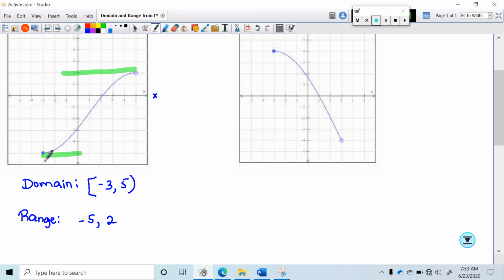At -5, that dot's colored in, so you use a bracket. At 2, that dot is not colored in, so you use parentheses. So that's the entire answer to this problem in interval notation.